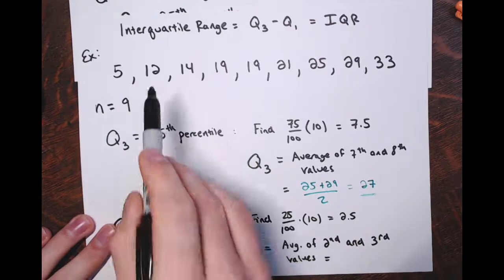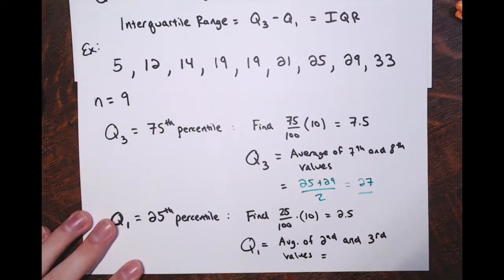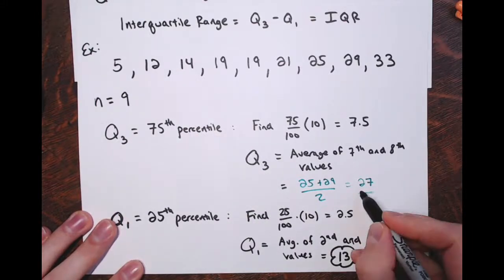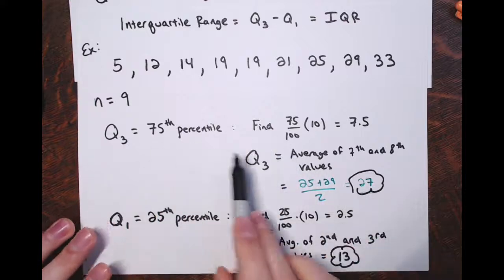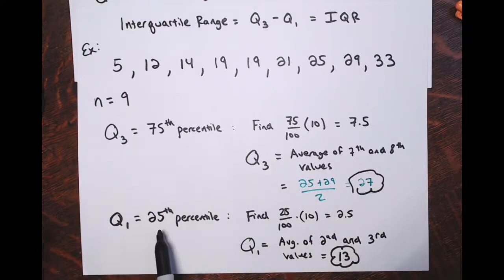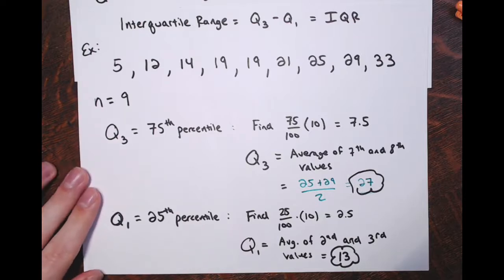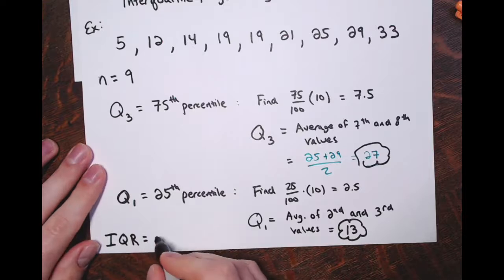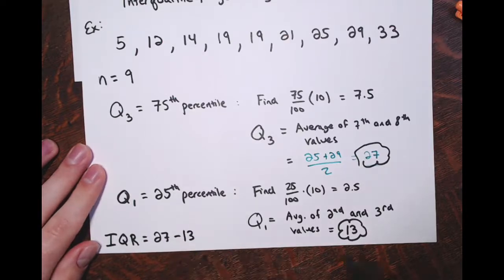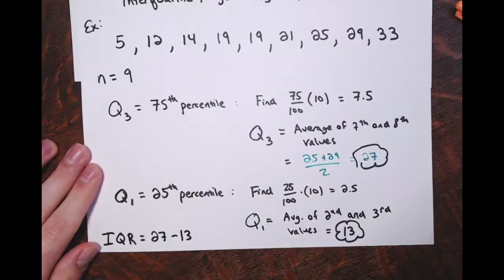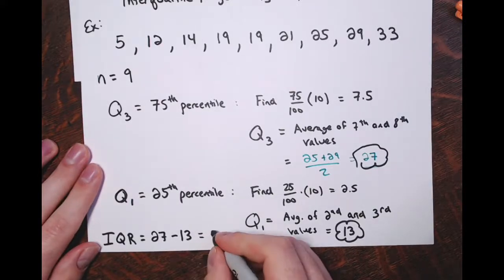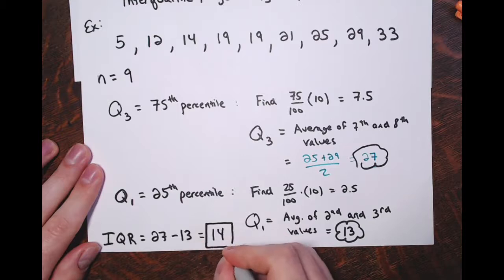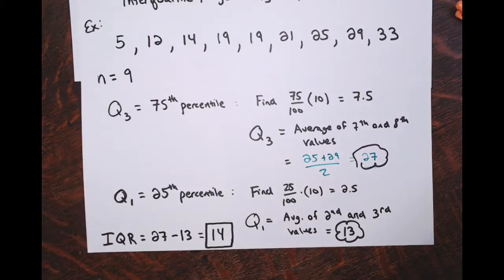All right, now what are the second and third? That's 12 and 14. What's the average of 12 and 14? That's 13. So the third quartile, the 75th percentile, is 27. The first quartile, or the 25th percentile, is 13. So this interquartile range, IQR, is 27 minus 13. It's just the difference between Q3 and Q1, and that's 14. So the difference between the 75th percentile and the 25th percentile is 14.